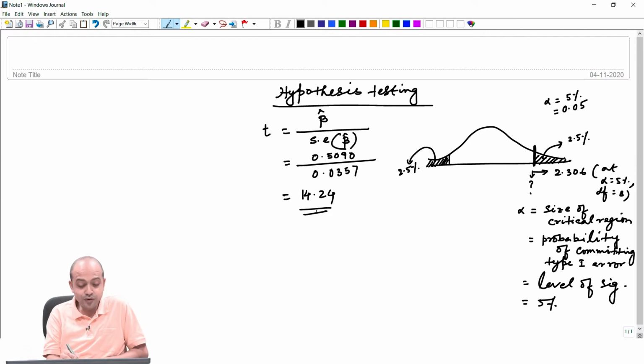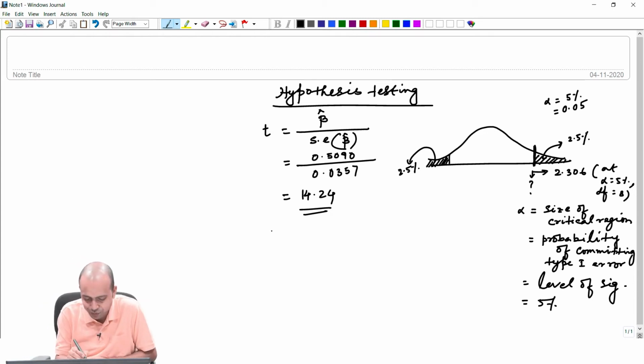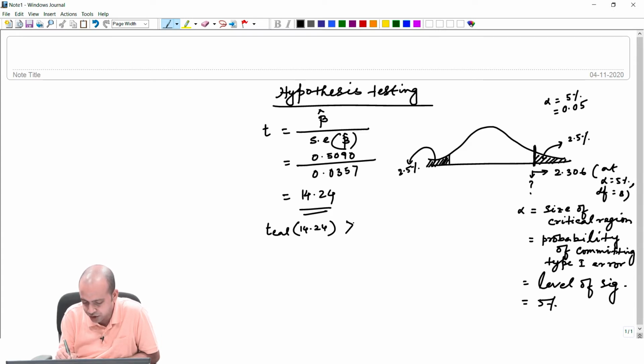Now, when your calculated value is 14.24 and the tabulated value is only 2.306, you can understand that you are actually easily entering into the critical region. So, what I said is that t calculated, which is 14.24, is actually greater than t tabulated, which is 2.306.